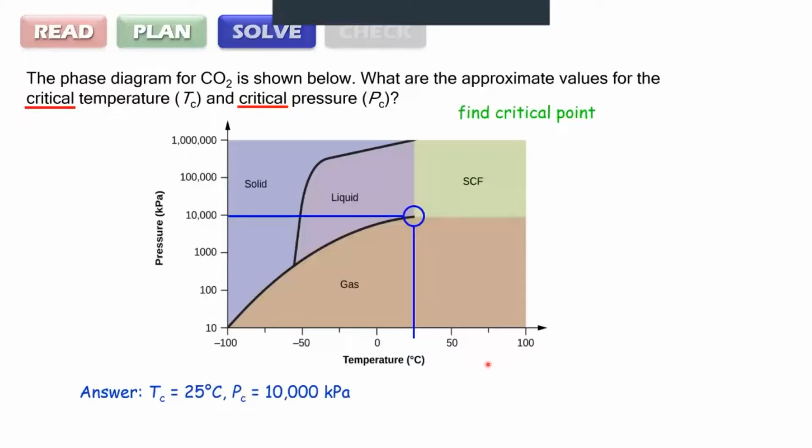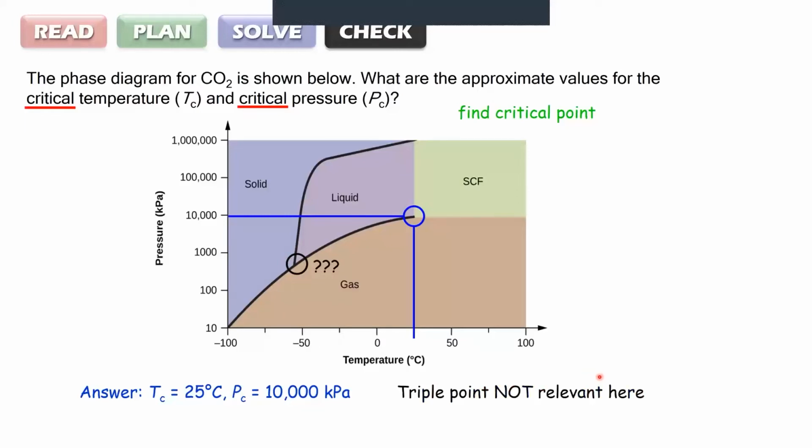To check whether our answer is correct or not, we can have a look at this figure and determine if there's any other things we might have missed, or maybe we got the wrong point. This point here is another distinctive point that you need to know about. It is the triple point, so that's not relevant to this case. It's the point at which solid, liquid, and gas all can coexist. And so that's not relevant in this case, so we can move on. We're done.